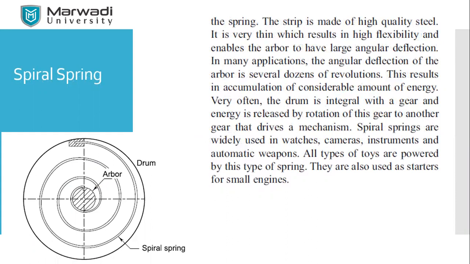The strip is made of high quality steel, and it is very thin, which results in very high flexibility and enables the arbor to have a large angular deflection. In application, the angular deflection of the arbor is several dozens of revolutions, which results in accumulation of a considerable amount of energy. The drum is integral with a gear, and energy is released by rotating this gear against another gear.